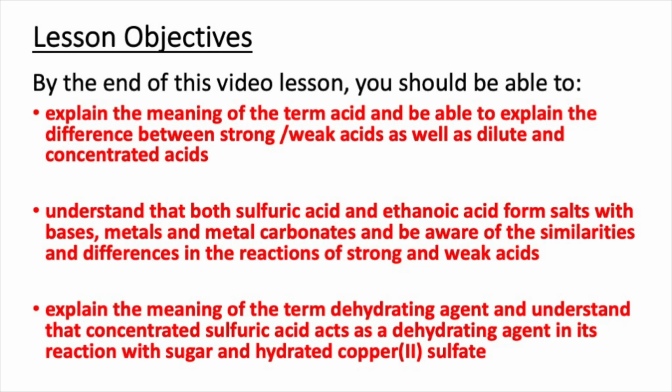So that concludes this video lesson. So after watching this video, you should now be able to explain the meaning of the term acid and be able to explain the difference between strong and weak acids, as well as dilute and concentrated acids. You should also be able to understand that both sulfuric acid and ethanoic acid form salts with bases, metals and metal carbonates, and be aware of the similarities and differences in the reactions of strong and weak acids. Finally, you should be able to explain the meaning of the term dehydrating agent and understand that concentrated sulfuric acid acts as a dehydrating agent in its reaction with sugar and hydrated copper-2 sulfate.